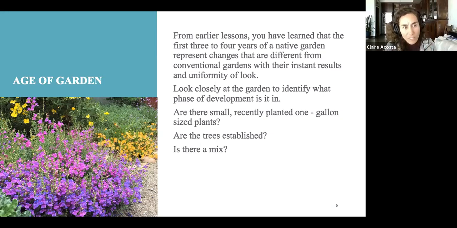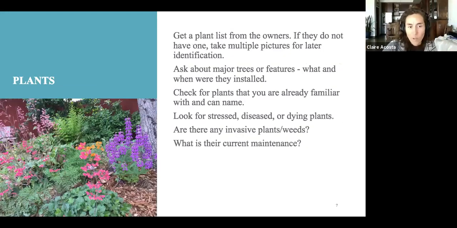And so, looking for signs if you don't know how old it is. Are these recently planted things? Are the trees established? Is there a mix? You definitely want to know that before. That's a point to definitely take note of.